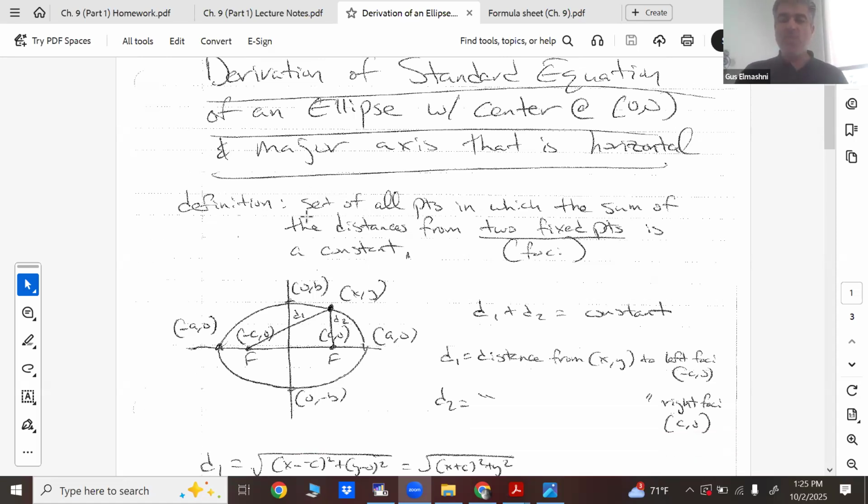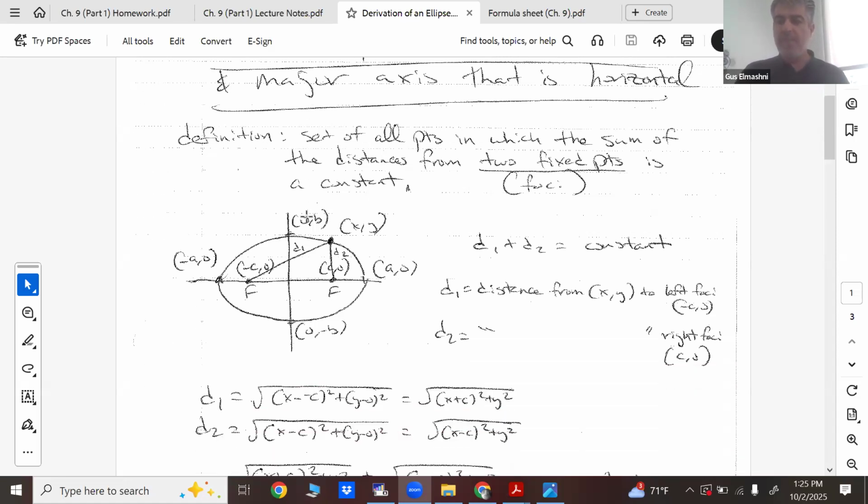Now, what is the true definition of an ellipse? It's kind of a funky definition. What it truly is, is this: the set of all points in which the sum of the distances from 2 fixed points is a constant. I know it's a lot there.